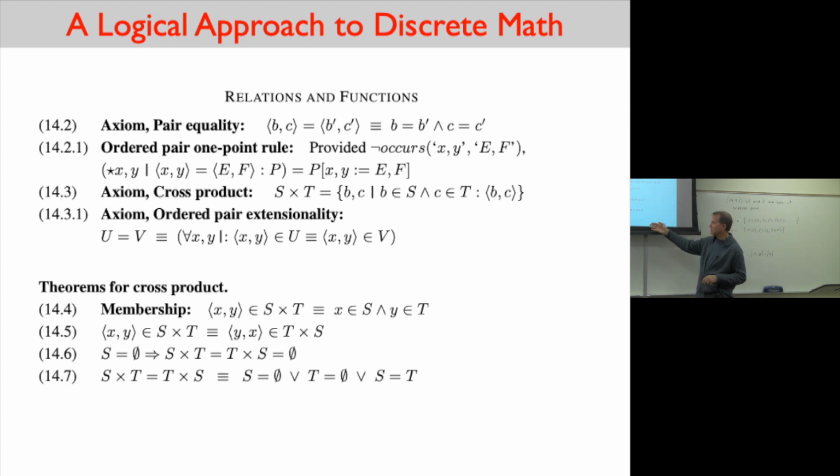And 14.7 says S cross T equals T cross S. How can S cross T be equal to T cross S? That is equivalent to either S is the empty set, or T is the empty set, or they're the same. S and T have to be the same set, so if you cross them, yeah. So that's a theorem. I'm not asking you to prove that.